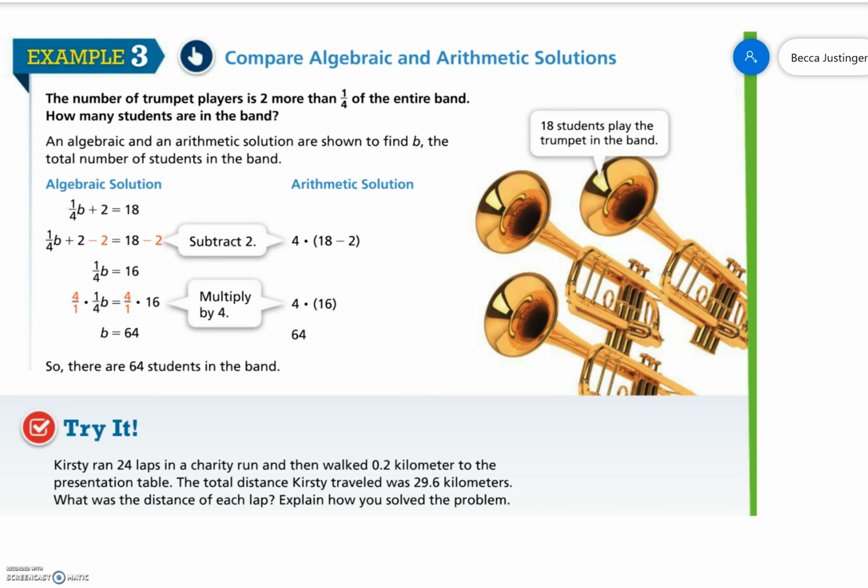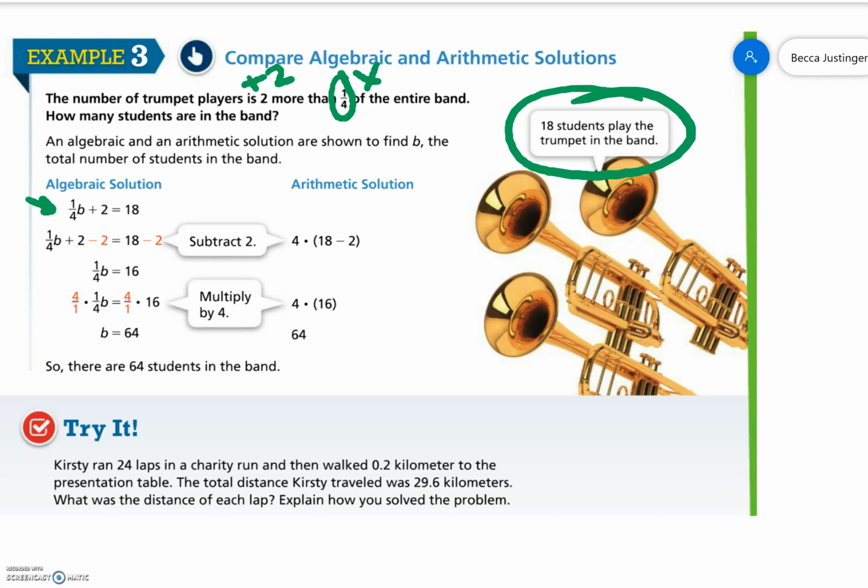Compare algebraic and arithmetic solutions. The number of trumpet players is 2 more than 1/4 of the entire band. How many students are in the band? An algebraic and arithmetic solution are shown to find B, the number of total students in the band. So algebraically, 2 more, I know that's plus 2, and 1/4 I'm going to have to multiply to the entire band. So 1/4 the amount of people in the band, plus 2 is equal to 18, which is the number of students who play trumpet.